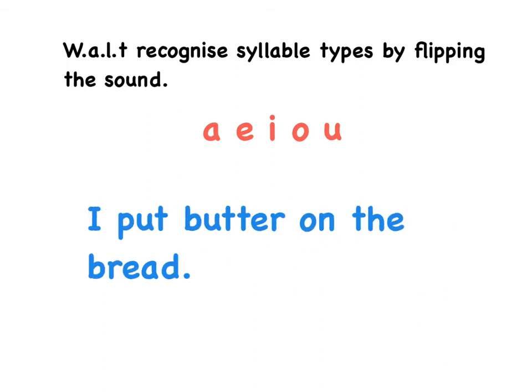Let's try with this sentence. I put butter on the bread. That doesn't quite sound right. I've tried the long E in the middle of that word. I put butter on the bread. Okay, so we need to flip the sound. Let's try it again. I put butter on the bread. So it's that short E. Bread. Yeah, that makes more sense.